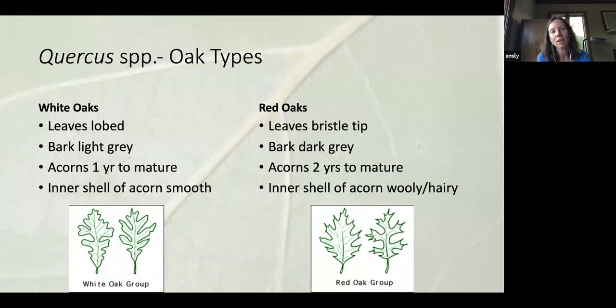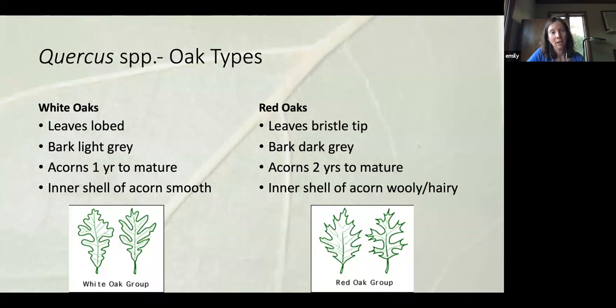So white oaks have lobes, whereas red oaks have bristle tips. White oaks tend to have light gray bark. Red oaks tend to have bark that's dark gray. The acorns on a white oak take about a year to mature. They take 2 years to mature on a red oak. And the inner shell of an acorn is smooth for a white oak, whereas the inner shell for an acorn for a red oak is hairy.